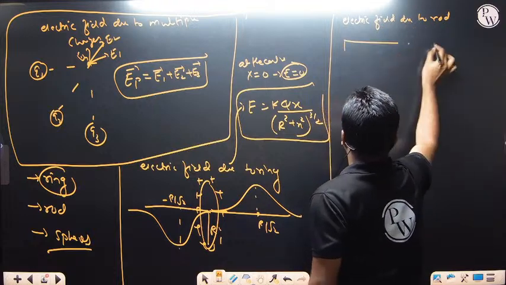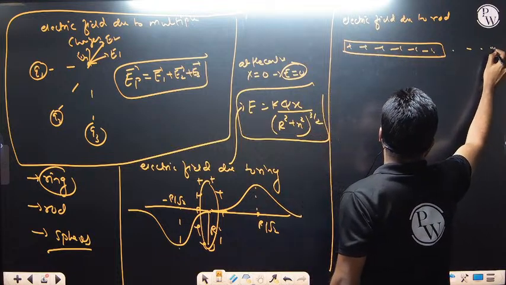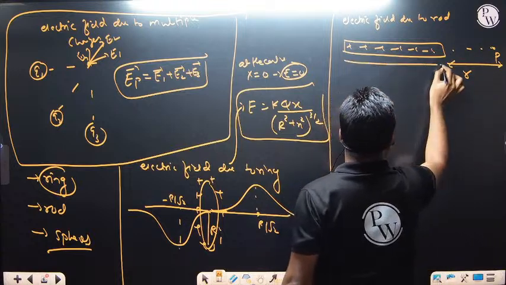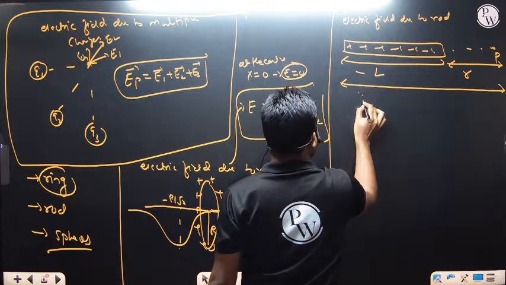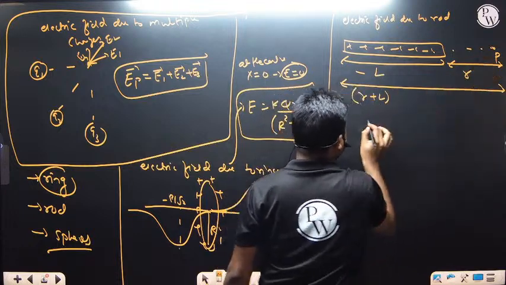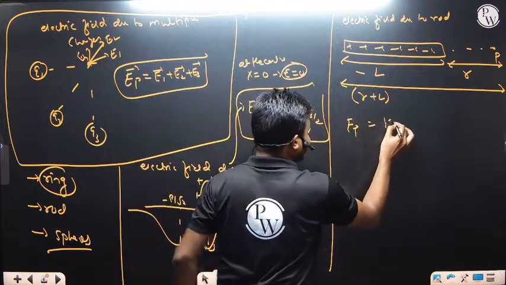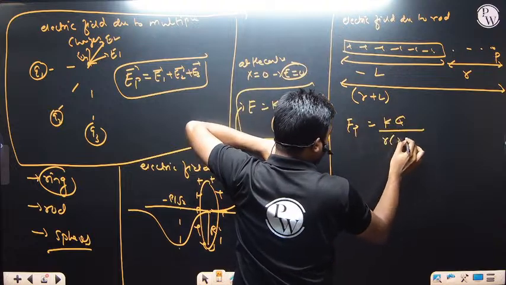If you have the rod like this, and these are the positive charges, and at this particular point they are asking for the electric field value, this distance is r, and this will be L. So the total distance is r plus L. The electric field at this point on the axial line of the rod will be K Q, that is the total charge on the rod, divided by r into r plus L.